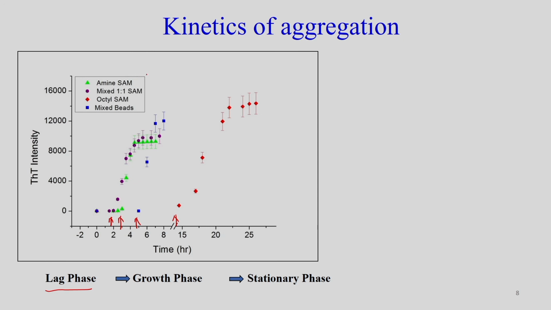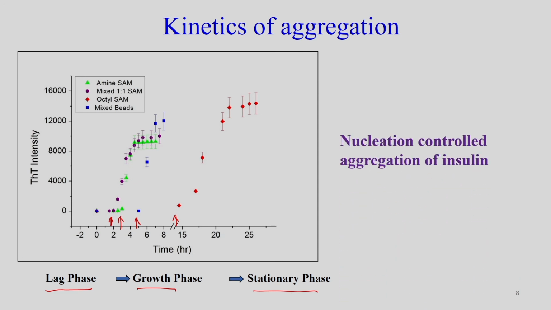So, for different surface hydrophobicity we are observing different lag times, then they go to the elongation or growth phase, then finally reach the plateau. So, the lag phase is followed by the growth phase, then the plateau or stationary phase. This kind of aggregation kinetics we call nucleation-controlled aggregation of a protein, or nucleation-dependent aggregation.